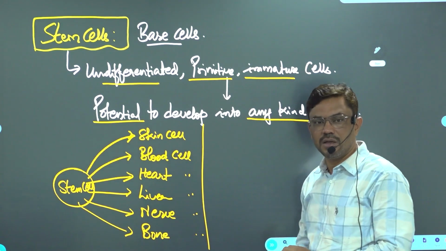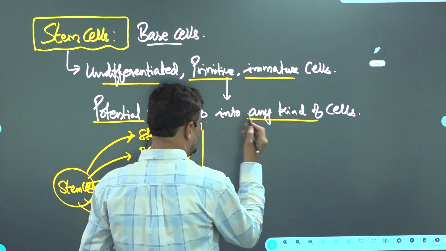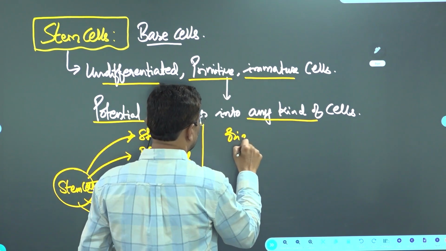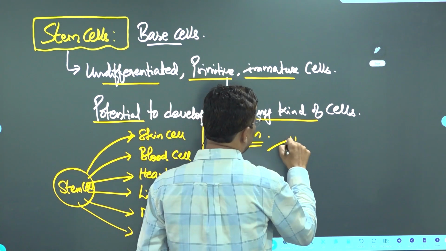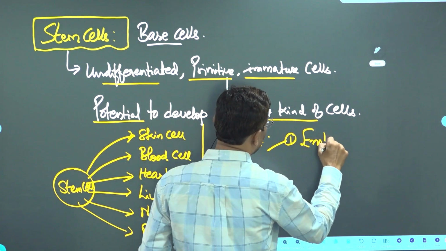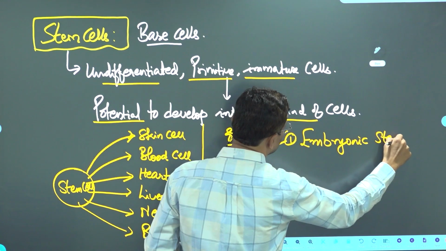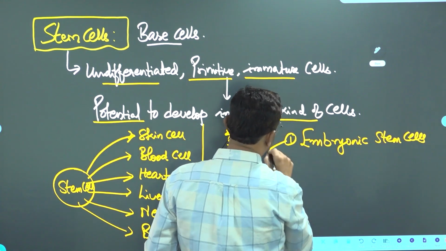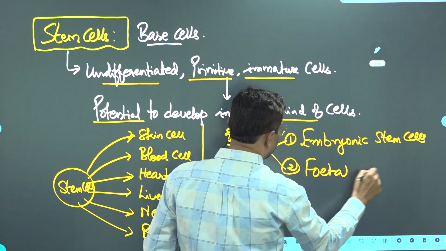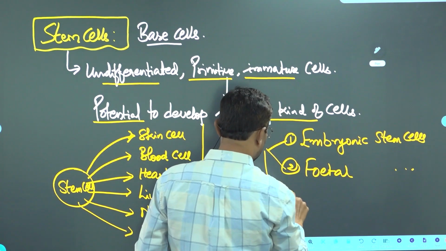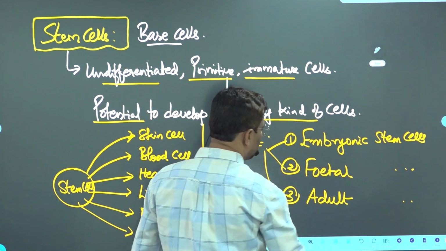Got it? And here the stem cells, based on their origin, are broadly divided into embryonic stem cells, fetal stem cells, and adult stem cells.